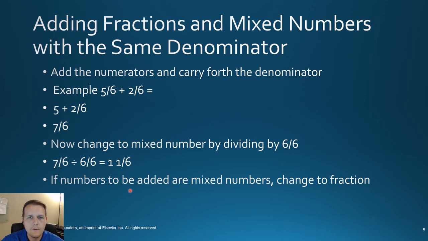If we're going to be adding fractions and mixed numbers, if they have the same denominator, it tends to be pretty simple. Here we can just add the numerators and carry forth the denominator. As an example, if we had two fractions, 5 over 6 and 2 over 6, that would equal the numerators added together, so 5 plus 2 would equal 7 over 6. Once we do that, we can change it to a mixed number. That would turn into 1, the whole number, and then 1/6 is left over.